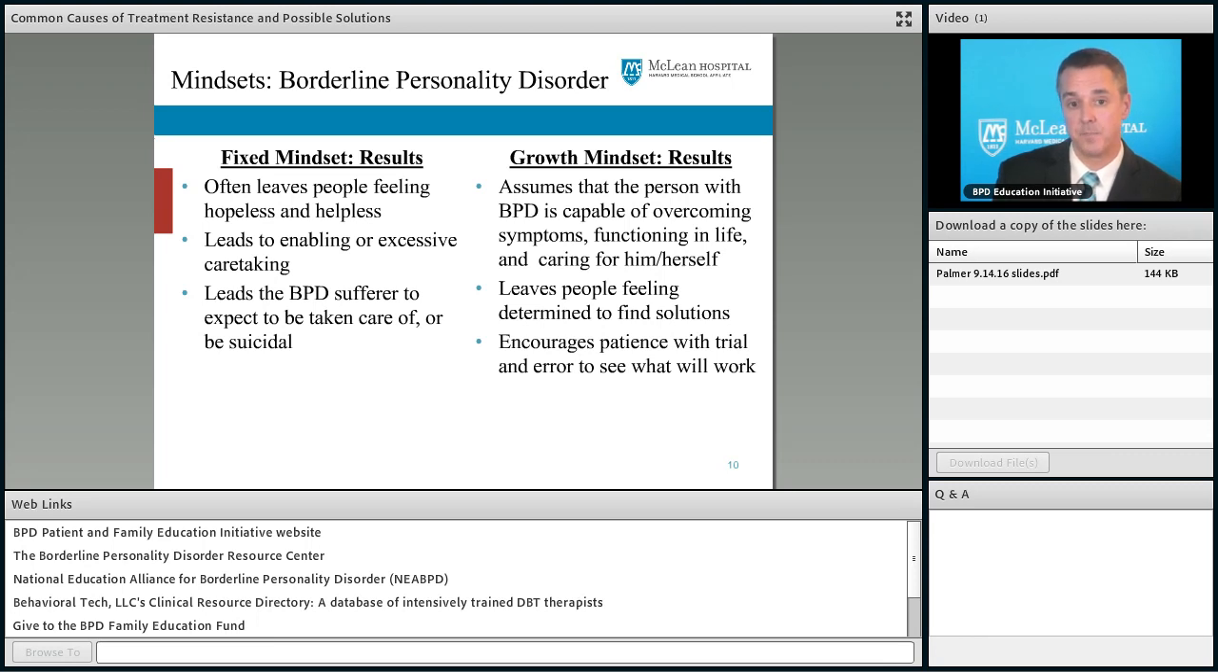The growth mindset instead assumes that people with BPD are capable of overcoming symptoms, functioning, caring for themselves. It leaves people feeling determined to find solutions, and it encourages patience with trial and error to see what will work.